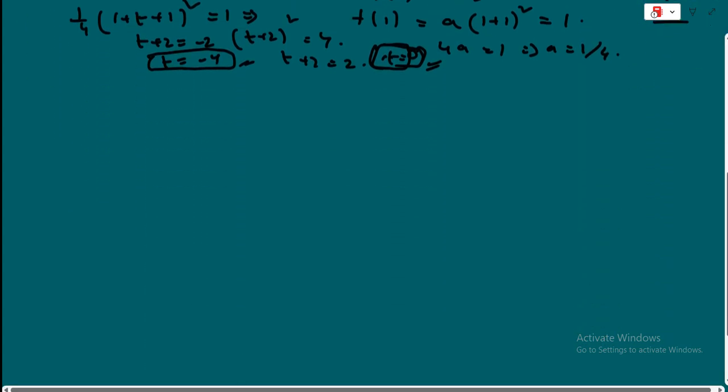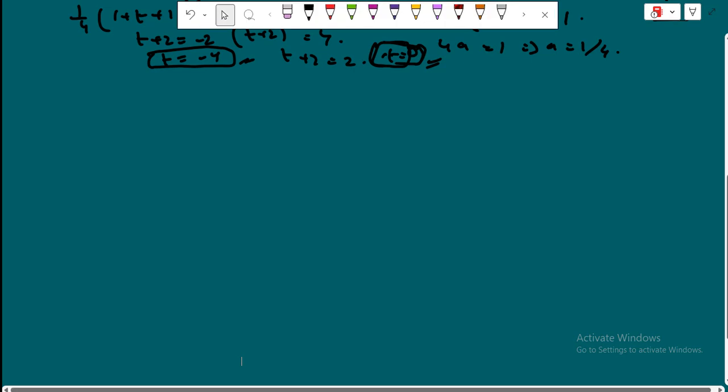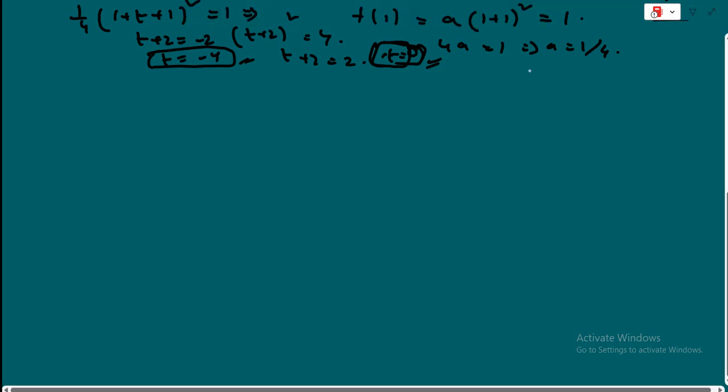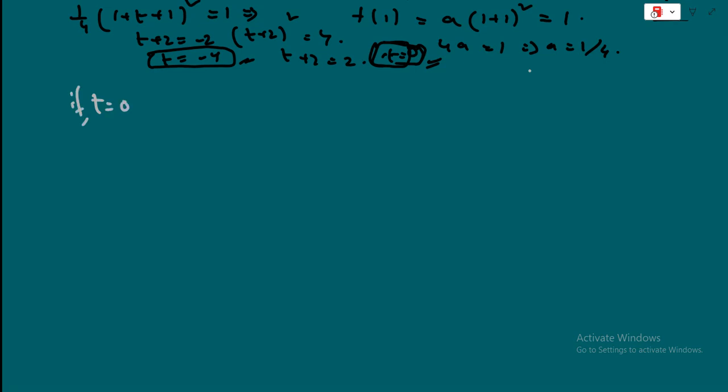Now, if t equal to 0, then our equation is what? 1 by 4 into (x plus 1) whole square equal to x, which simplifies to (x minus 1) whole square equal to 0. So this happens only at x equal to 1. That's a single point, not a range. So this is boring. Now if t equal to minus 4, now we are talking.